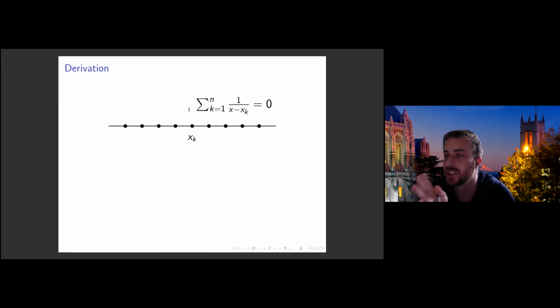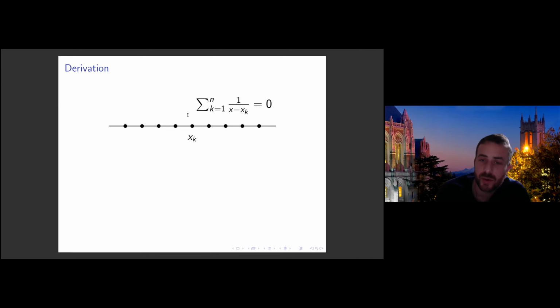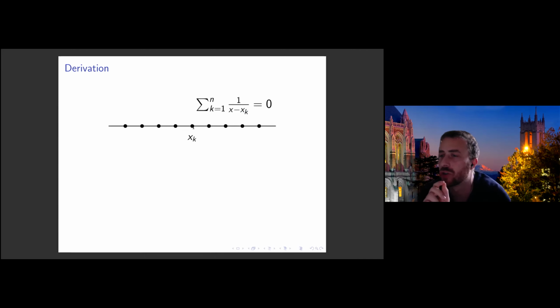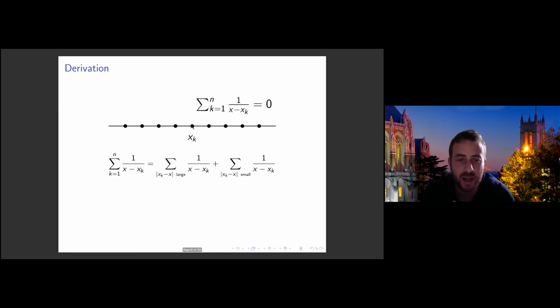It's a cancellation of the electrostatic potential. And what I want to do is take a point x_k, where I overloaded notation a little bit, but I want to take a root, and I want to analyze this equation close to this root and understand what happens. So what I'm going to do is split this up into a near field and a far field. I take the ones that are far away, and I take the ones that are very, very close.